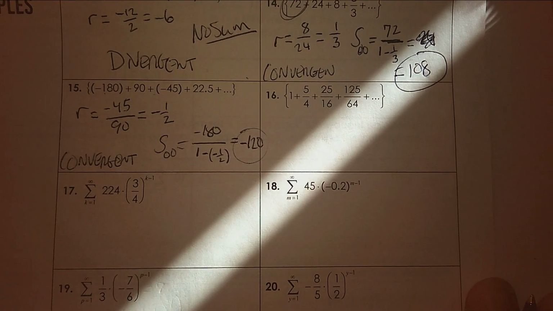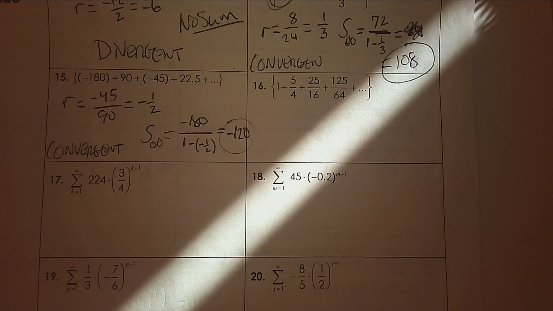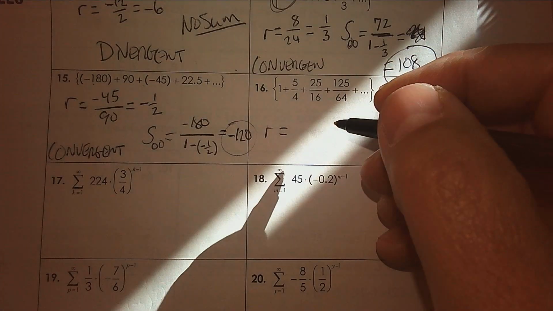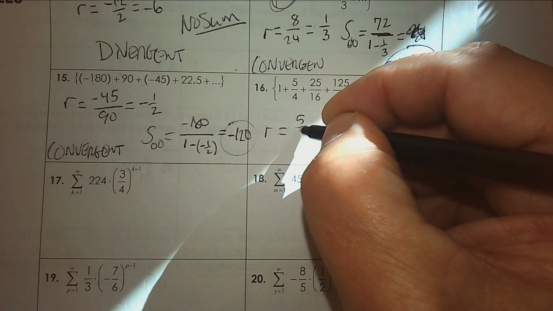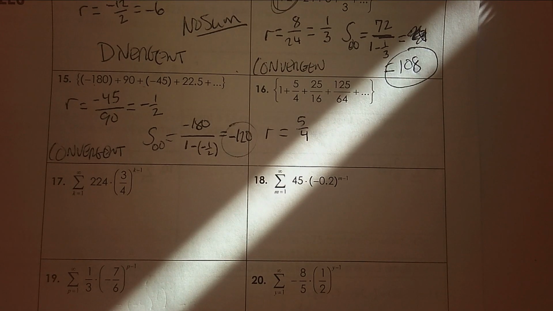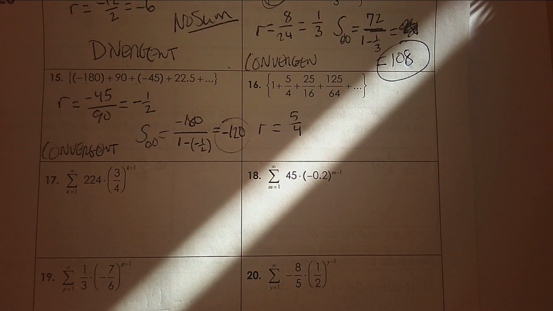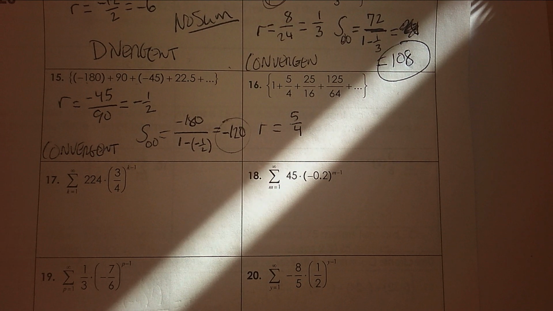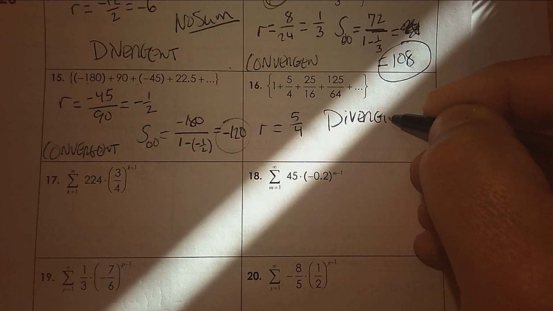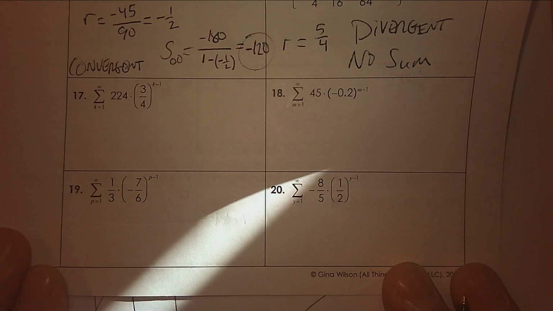Number 16. Can you find the infinite sum? Infinite number of terms. Is it convergent? So take any two consecutive numbers. So if I want to go 5 over 4 divided by 1, guess what that answer is? 5 over 4. Hey, are you a good thinker? Is 5 over 4 bigger than 1 or smaller than 1? So there is no sum. Excellent.